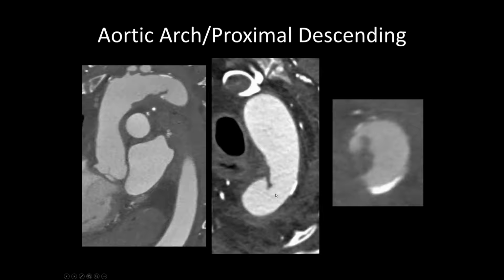Just here you see it from a different view. It's actually even protruding a little bit into the lumen. And once again, another view, you see some calcium here. So there's definitely, the patient has some atherosclerosis happening in the aorta. And this was just distal to the subclavian, left subclavian.